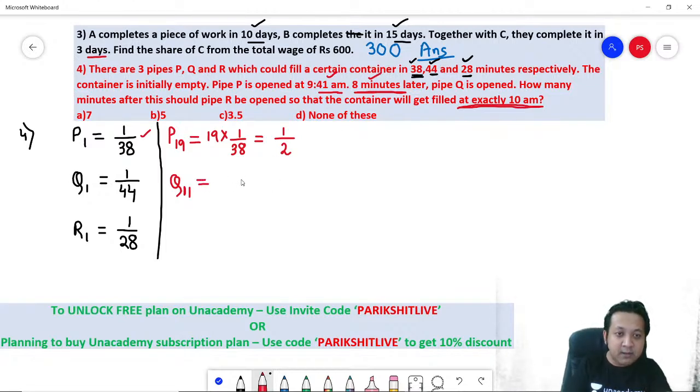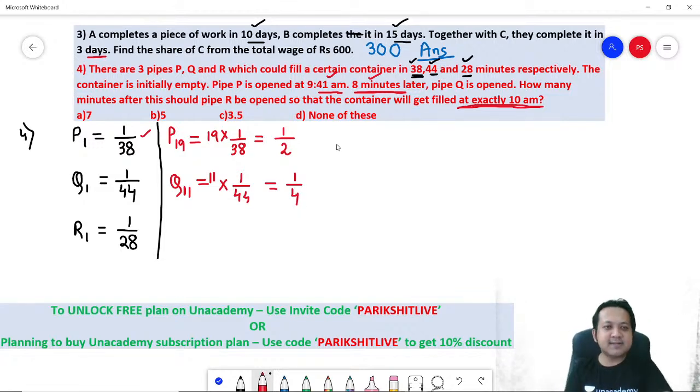So in 1 minute it fills 1/44. So in 11 minutes it would fill 11/44, which is basically 1/4 of the tank. 1/4 of the tank. Correct? Next, how many minutes after this should pipe R be open?